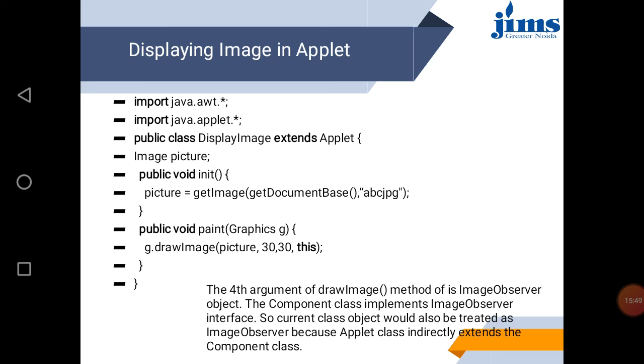In the init method, we are creating one picture, and that picture comes using the getImage method, and we access abc.jpg from the computer, and we save it in the picture object reference. So how do we print it? Again, to show it on the screen, we use the paint method and create a graphics object. And how do we show it? We use g.drawImage, where we mention the picture object along with coordinates, and this is for showing the current image object.